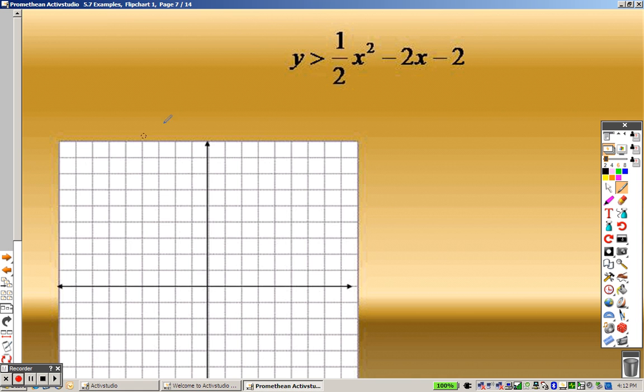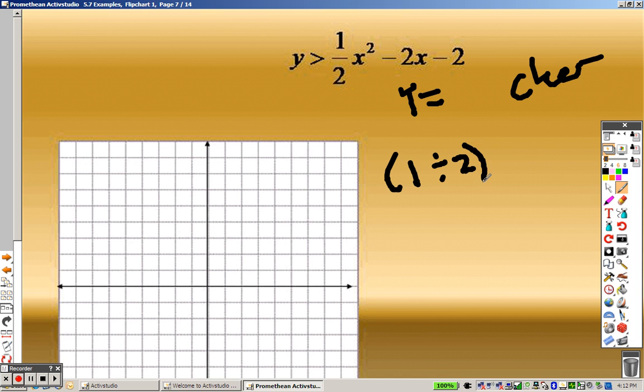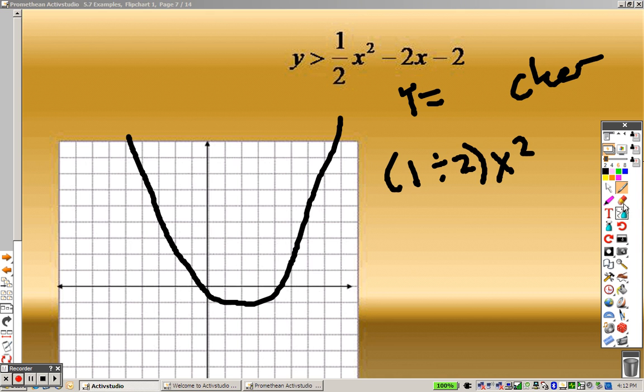Alright, it doesn't matter if it's fractions, but just so you know how to type that in correctly, go to y equals, and whenever you have a fraction, let's clear it out here. Whenever you have a fraction, type it in parentheses. So type it like this: parentheses 1 divided by 2, end parentheses, x squared minus 2x minus 2. And when you go to graph, notice how your graph is really wide because it's a fraction. The wider it is because it's a fraction. So keep in mind that's kind of what your graph looks like.